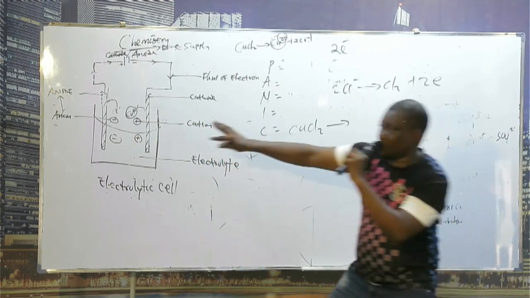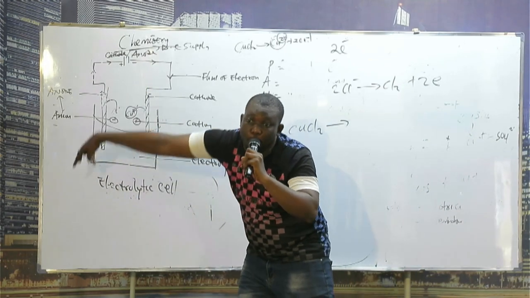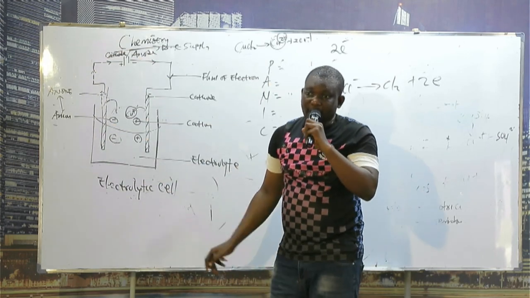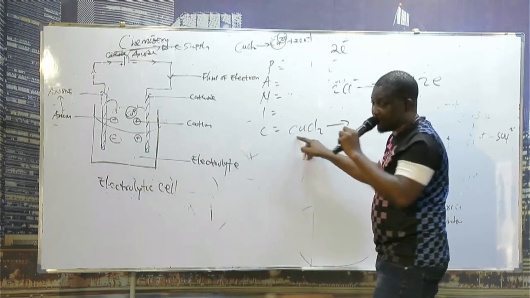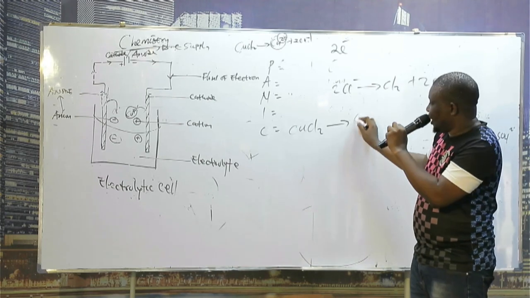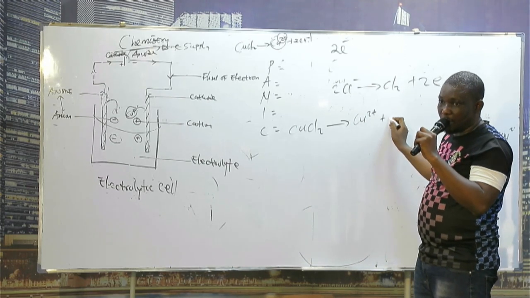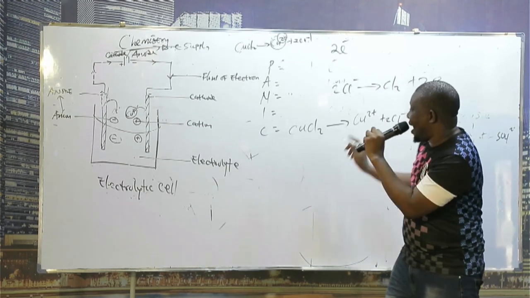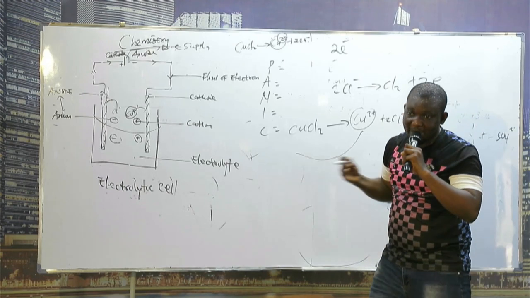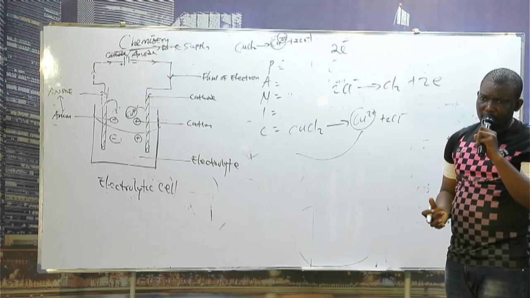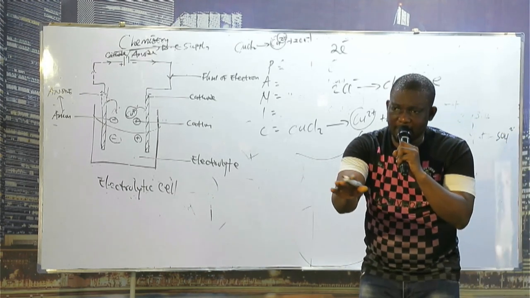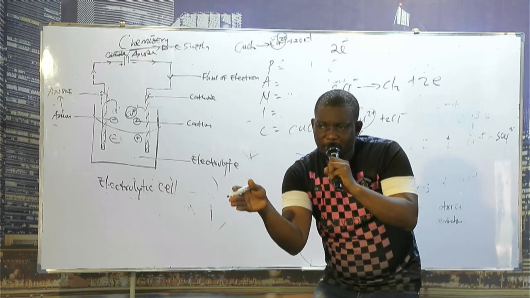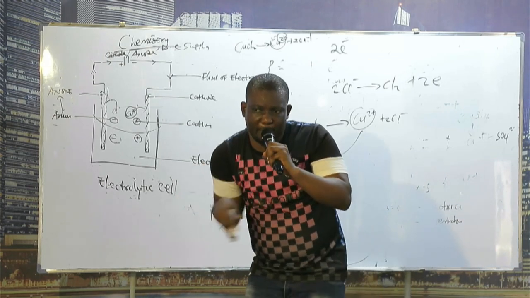It means that this particular cell cannot happen if there is no electricity. And that electricity is what decomposes this compound into copper 2+ and Cl minus. That same electricity is the reason why this copper can migrate, because it's carrying charge. Now, you're seeing that electrical energy is now causing the functioning of a chemical substance.